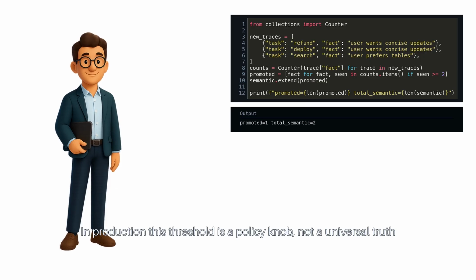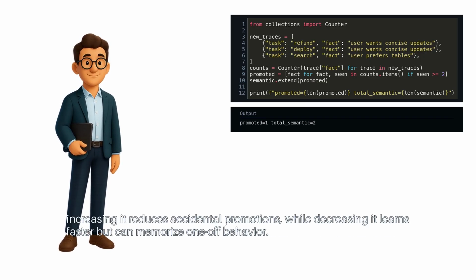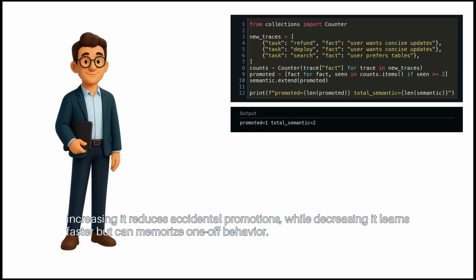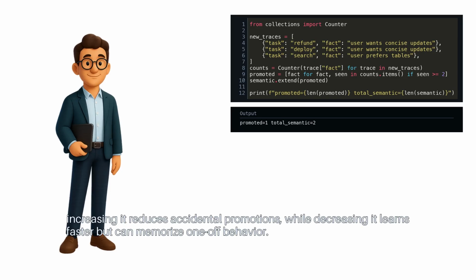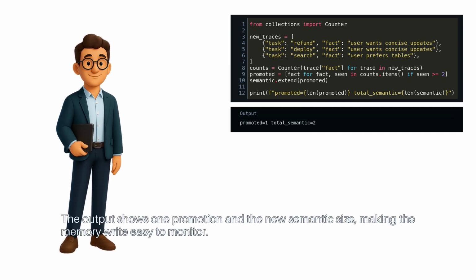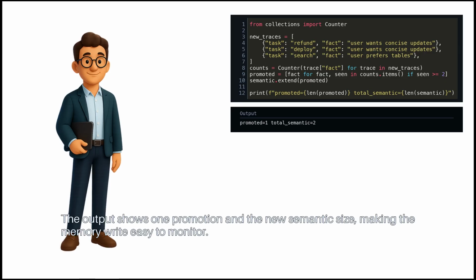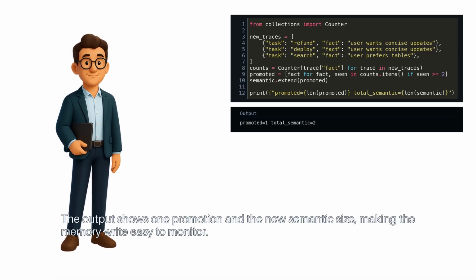In production, this threshold is a policy knob, not a universal truth. Increasing it reduces accidental promotions, while decreasing it learns faster, but can memorize one-off behavior. The output shows 1 promotion and the new semantic size, making the memory write easy to monitor.